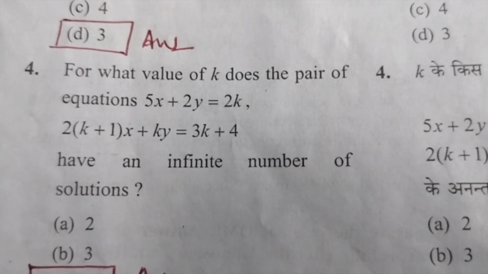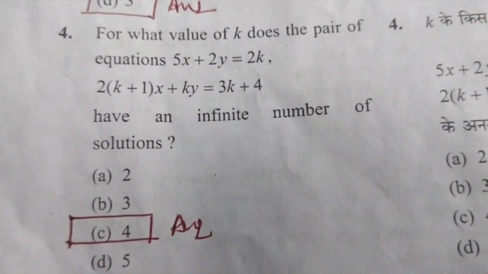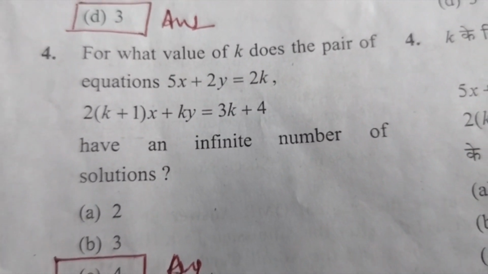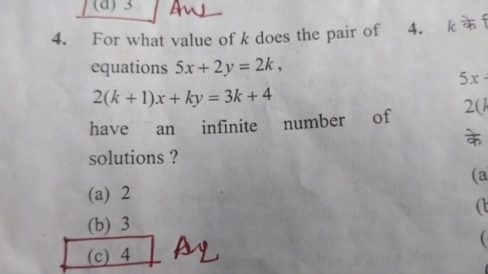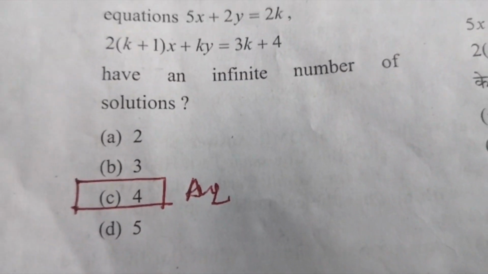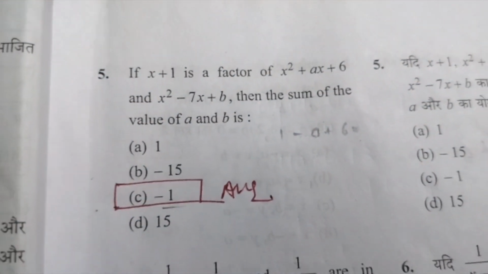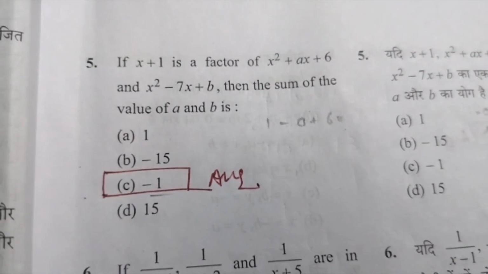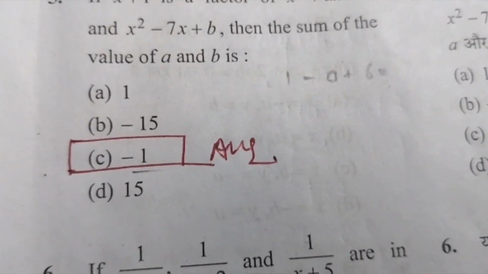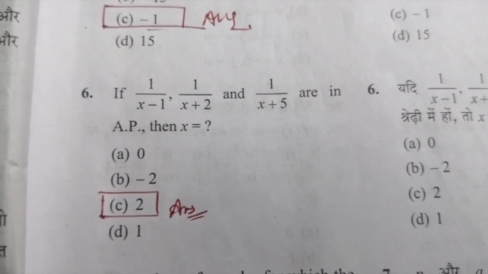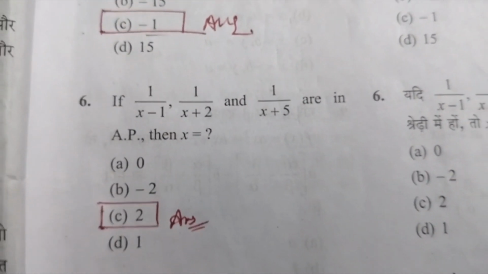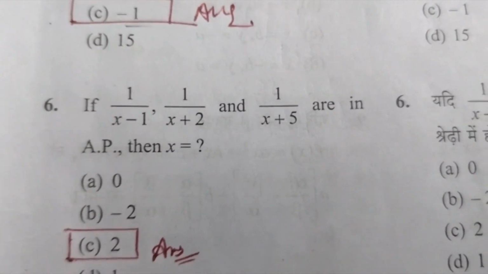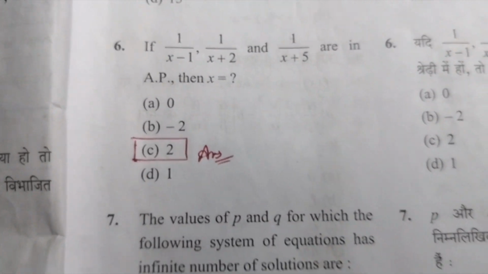Fourth, for what values of k does the pair of equations 5x plus 2y equals 2k, (2k plus 1)x plus ky equals 3k plus 4 have an infinite number of solutions? C, 4. Fifth, if x plus 1 is a factor of x square plus ax plus c and x square minus 7x plus b, then the sum of the values of a and b is C, minus 1. If 1 upon x minus 1, 1 upon x plus 2 and 1 upon x plus 5 are in AP, then x equals C, 2.